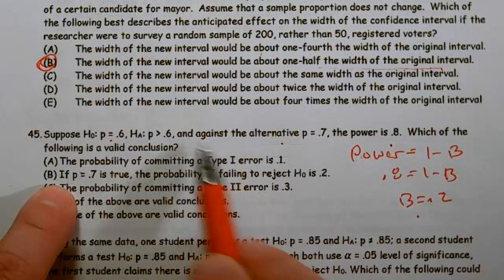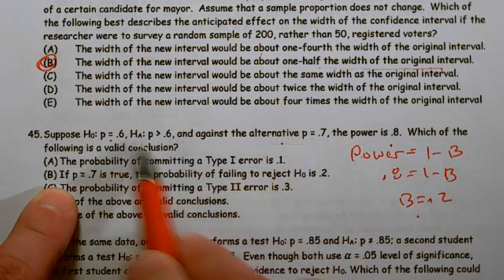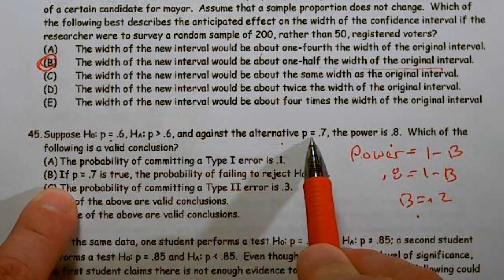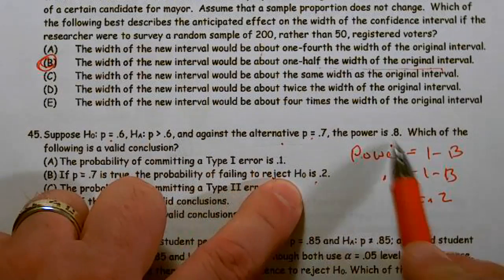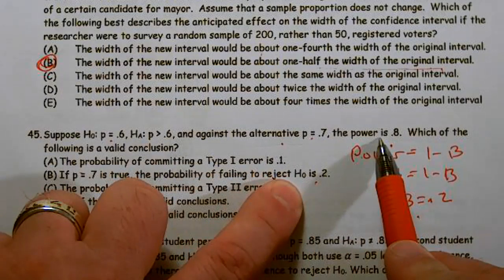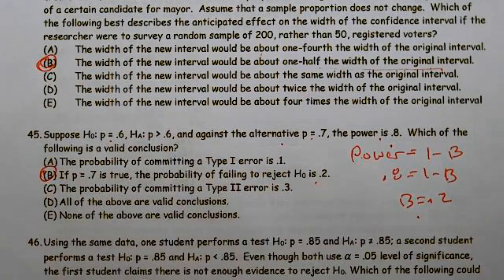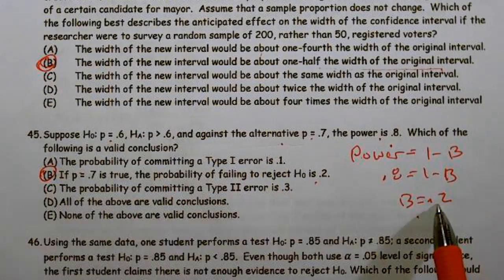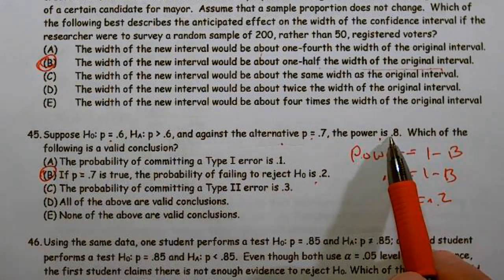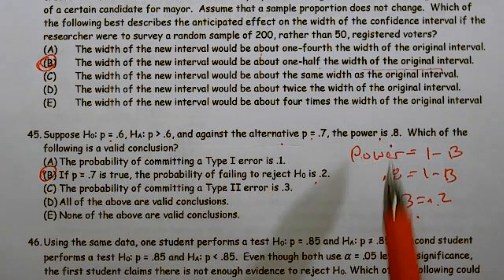So if it's really true, if this is the alternative, in other words, if the null is false and this is true, the probability of failing to reject is 0.2, because power is 1 minus beta. So the probability of committing a type 2 error is 0.2 because our power is 0.8. So if this is true, the probability of a type 2 error is 0.2, or 1 minus the power.